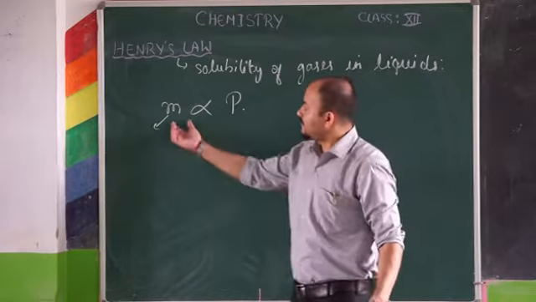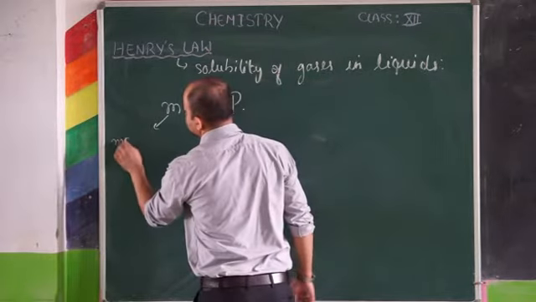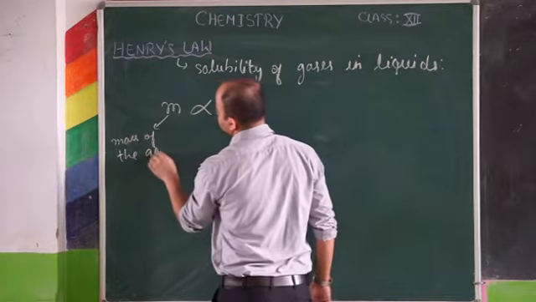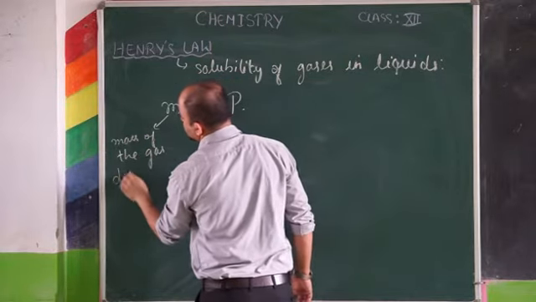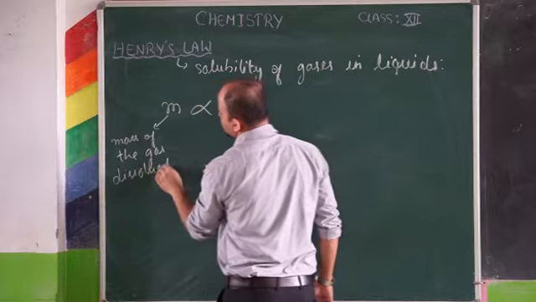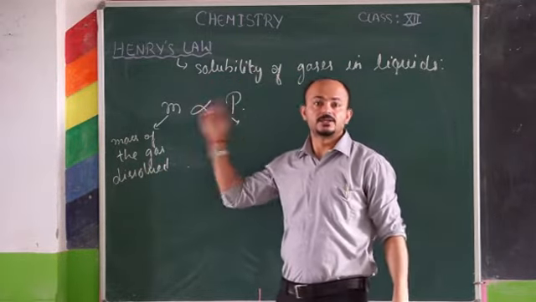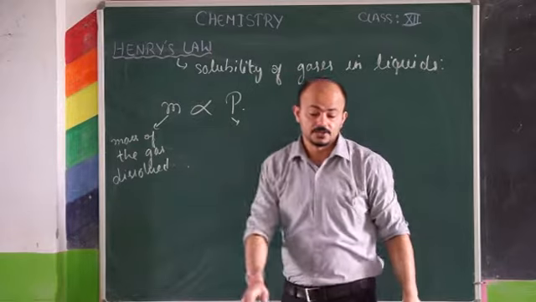So m is the mass of the gas which is dissolved. Now, this depends upon what? The pressure of the gas at equilibrium at a given temperature.